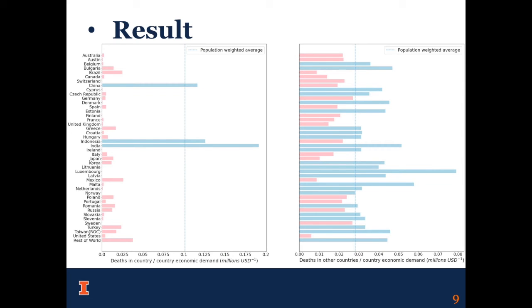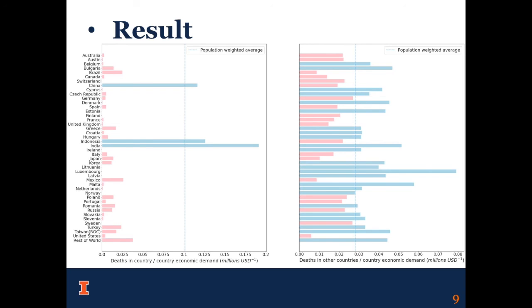One of our result plots is shown in the slide. The left panel shows how many domestic deaths would be caused by per unit consumption of a country, while the right panel shows the number of deaths in other countries caused by per unit consumption of a country. And we can see that India, Indonesia, and China top the rank on the left.